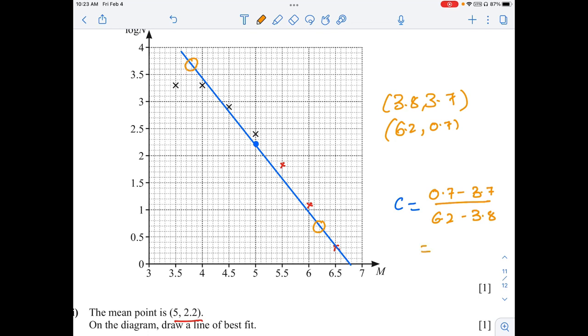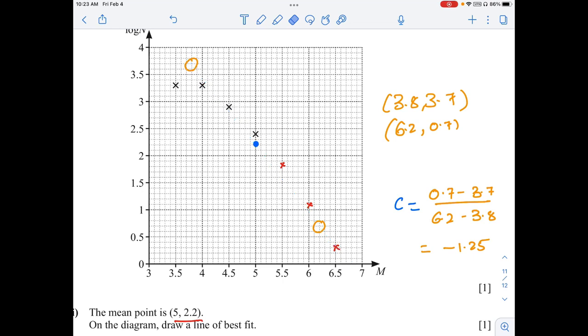So check that by calculator. 0.7 minus 3.7 divided by 6.2 minus 3.8. It should be something around minus 1.25. I got the answer as minus 1.25. That is also okay. But the main problem with this one is that it is not the exact one, because our line of best fit is not passing through the maximum points. So what am I going to do?